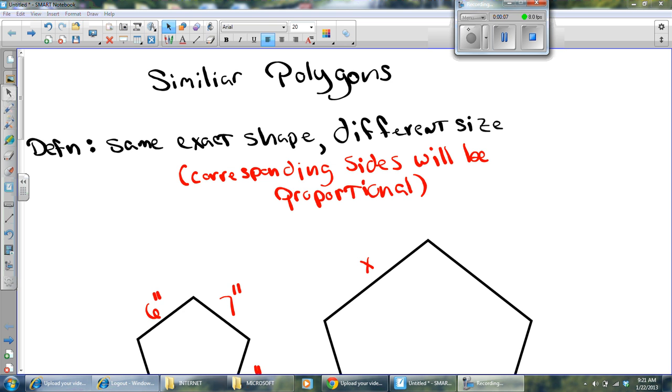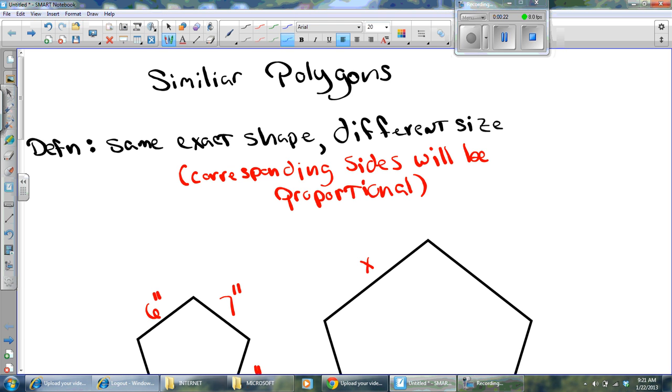We talked about them in class a little bit today. The definition of similar polygons: they are the same exact shape, but different size. Consequently, this means that their corresponding sides will be proportional. Now, why do I put same exact shape?